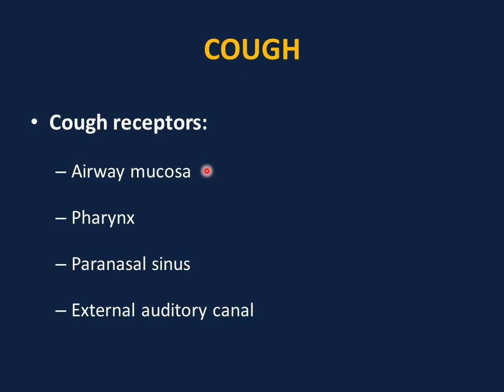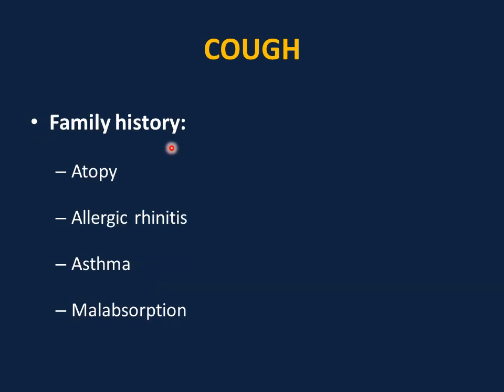So you need to examine the patient. You need to take a good history in order to recognize and identify the source of cough. Family history is very important for the diagnosis of cough. Ask if any family member has eczema or atopy. Allergic rhinitis is commonly associated with asthma as well. Ask if any family member has asthma or uses inhalers or nebulizers. Ask if any family member has malabsorption or failure to thrive, for the possibility of cystic fibrosis.